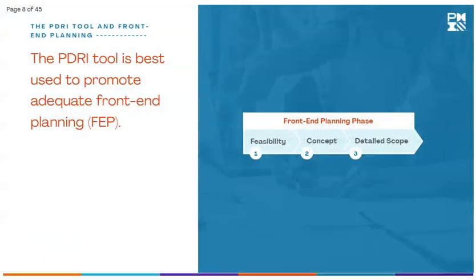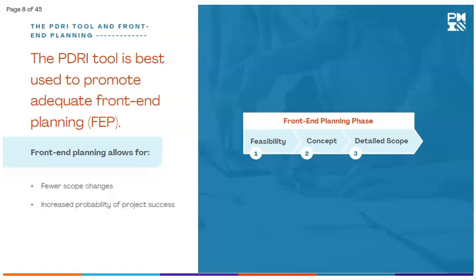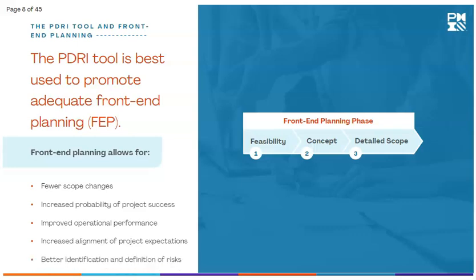The PDRI tool is best used to promote adequate front-end planning, or FEP. As you have previously learned, front-end planning allows for fewer scope changes, increased probability of project success, improved operational performance, increased alignment of project expectations, and better identification and definition of risks.